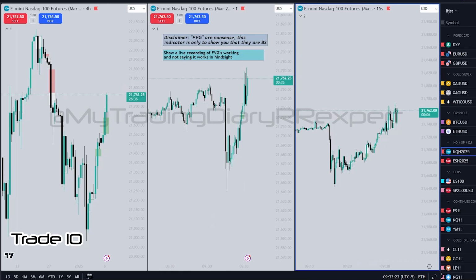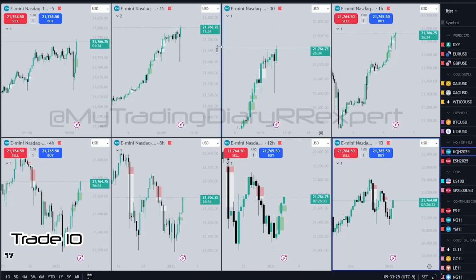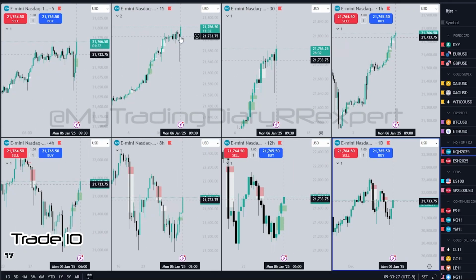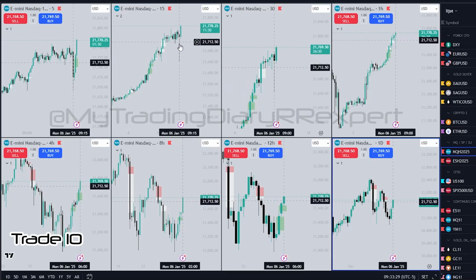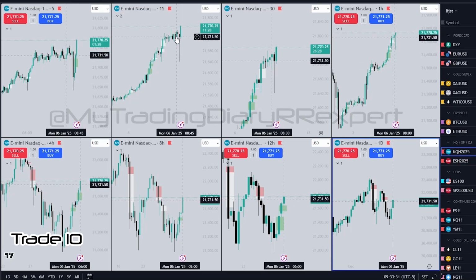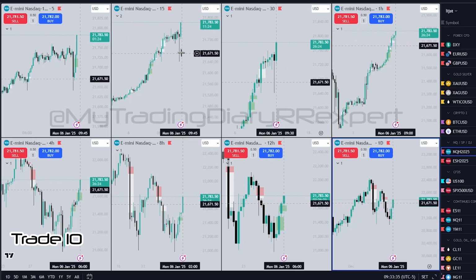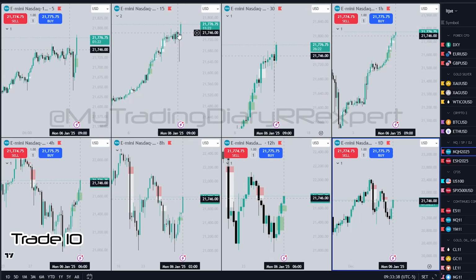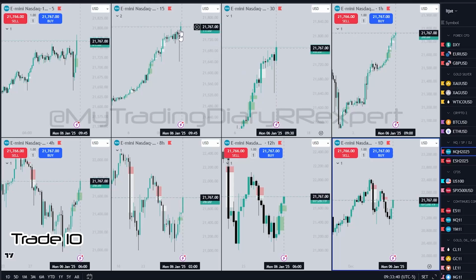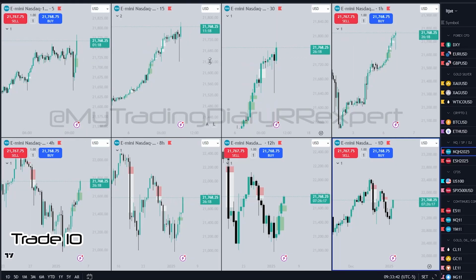So again, now we're seeing wicks. Again, we would have been wrecked here because we might have gone long here. But then the price went down. But we didn't enter, so it doesn't matter. But I just want to give you the info, what to look for.